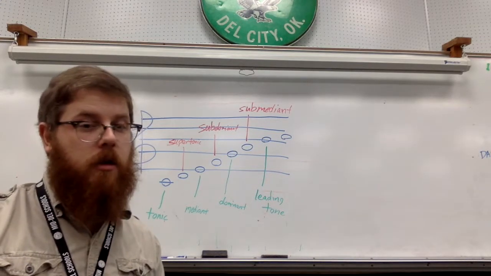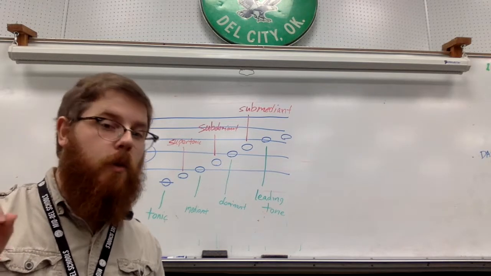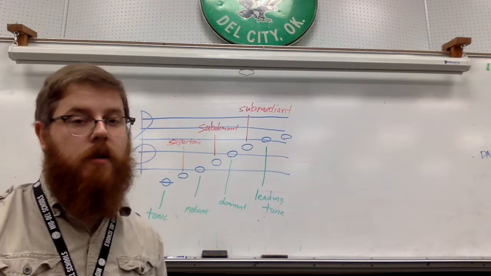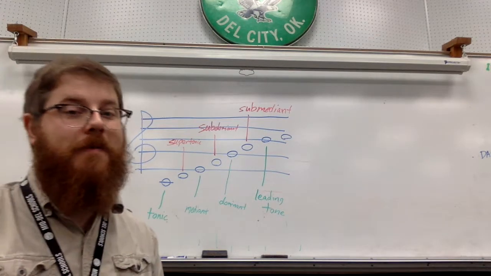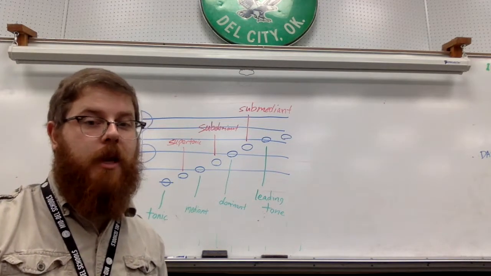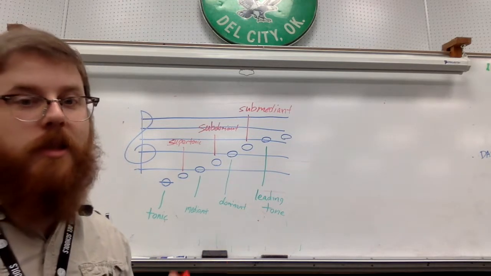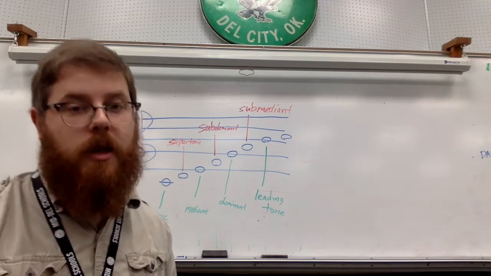So again, the 1 is tonic, the 2 is supertonic, 3 is mediant, 4 is subdominant, 5 is dominant, 6 is submediant, 7th is the leading tone. And then the high C is still the tonic because the tonic is there.